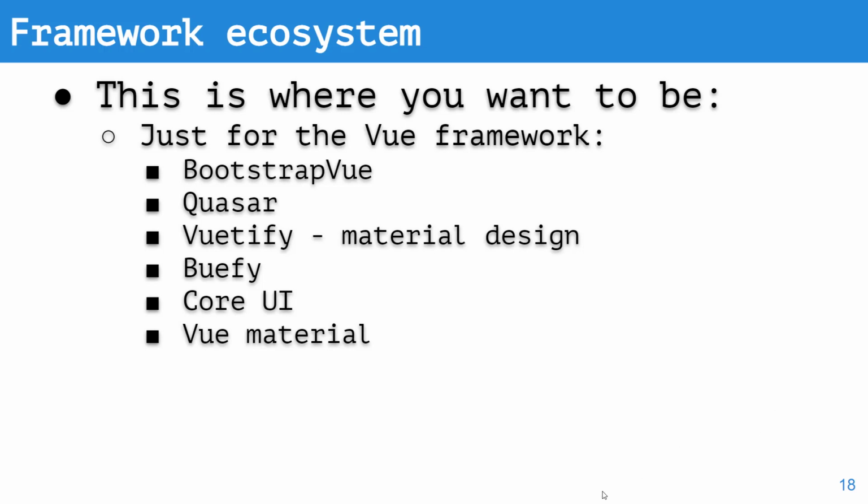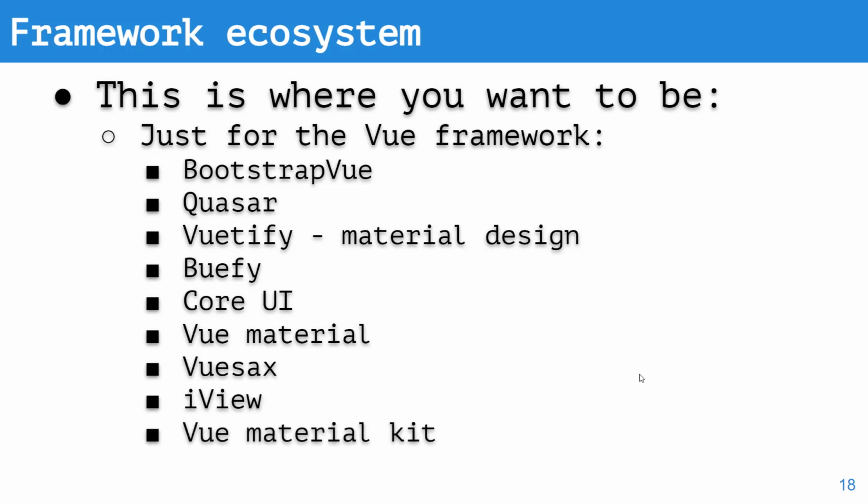Why is this so important? It's the web mobile area. It's a huge development area, and people want their apps to look like Gmail and all these other apps, so they kind of fit in. They don't look like an oddball on your mobile device. Vue SAX, iView, Vue Material Kit. There's Material Design again, right? All over the place.